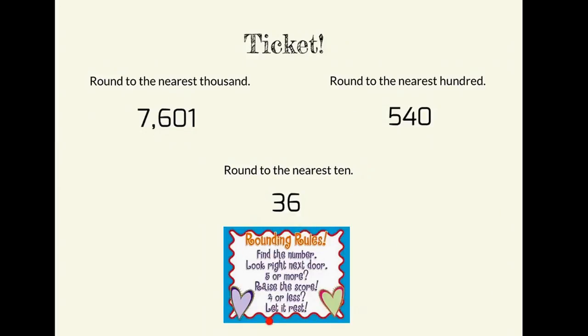Remember the poem to help you. Find the number, look right next door. 5 or more, raise the score. 4 or less, let it rest. Good luck.